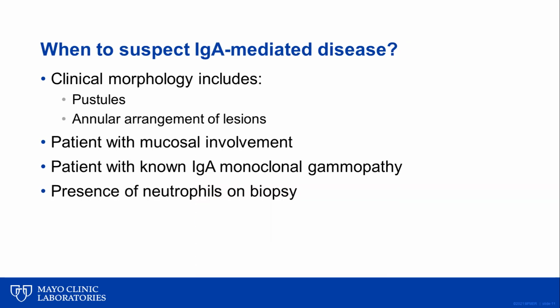There are a few clinical clues that might suggest involvement by an IgA-mediated autoimmune bullous dermatosis, including the presence of pustules, lesions arranged in an annular configuration, mucosal involvement, known IgA monoclonal gammopathy, or neutrophils on skin biopsy. However, these clues are neither entirely specific nor sensitive, so advanced testing is required for a definitive diagnosis.